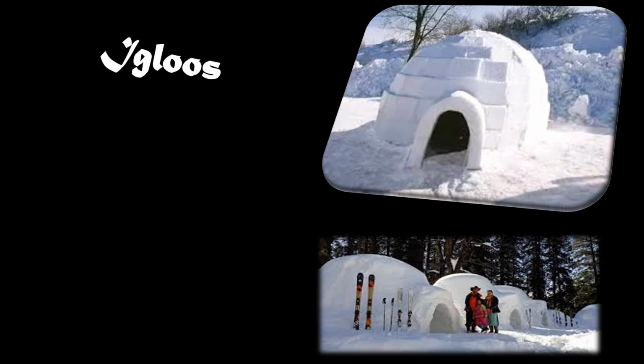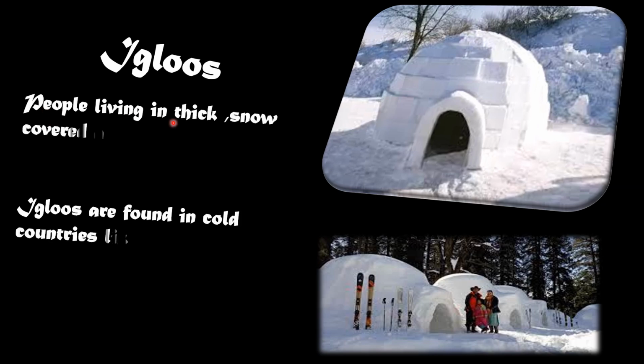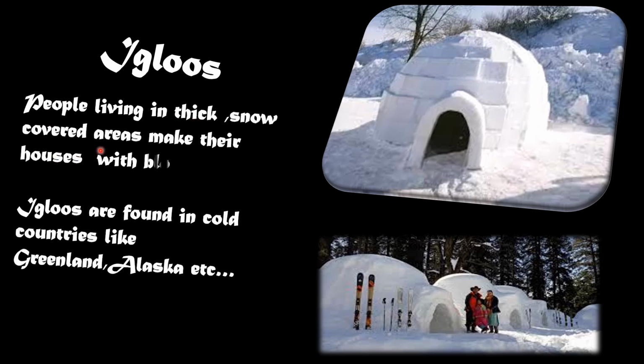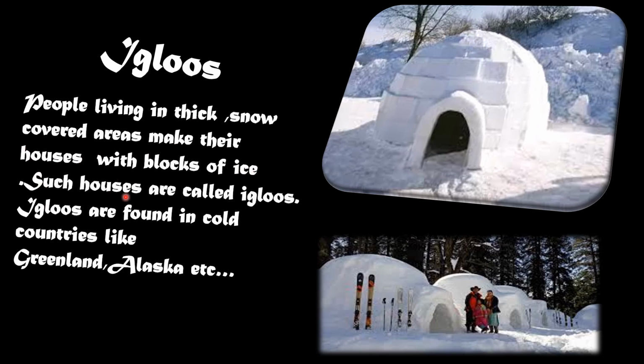Next is igloos. People living in thick snow-covered areas make their houses with blocks of ice. Such houses are called igloos. Igloos are found in cold countries like Greenland, Alaska, etc. As you can see in these pictures, large blocks of ice are taken and houses are made out of them. People live in these houses. These are generally found in cold countries.